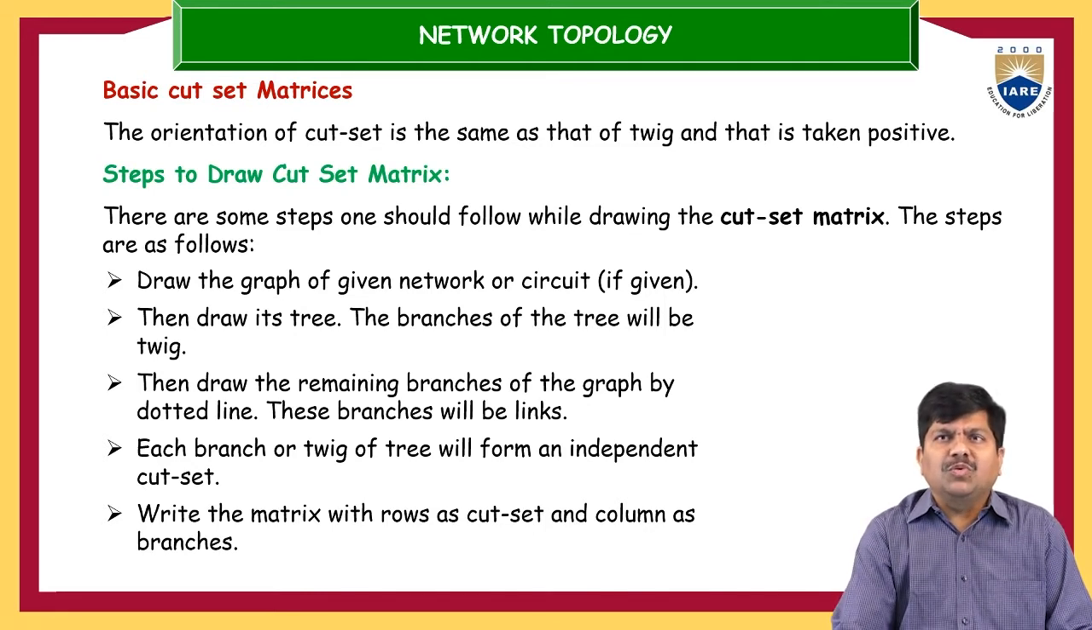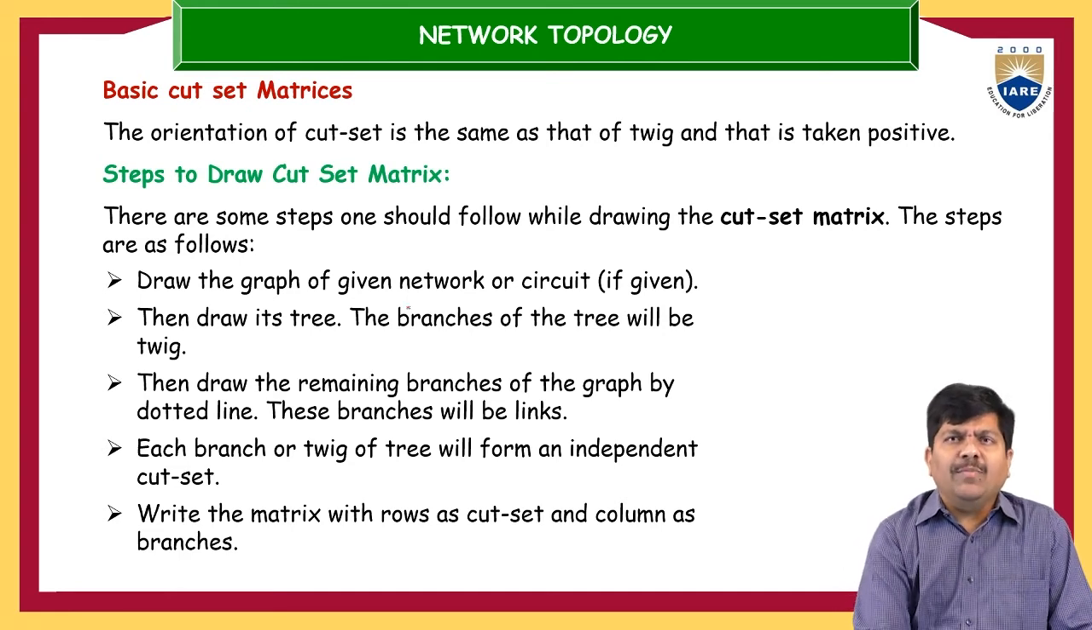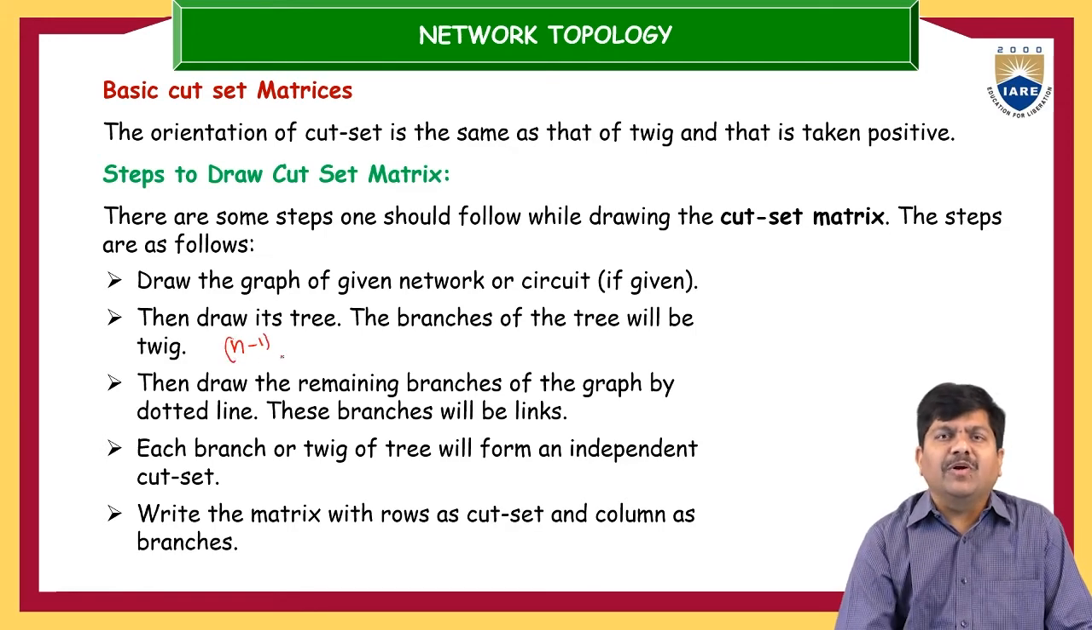So what are the steps to draw the basic cut set matrix? There are some basic steps. Draw the graph of a given network or electrical circuit, whatever it may be. Then draw its tree, and the branches of the tree will be twigs. So how many twigs will be there? n-1 twigs will be there, and this number is very, very important. Based on this number only, we can identify the basic cut sets. So the number of twigs will be equal to the number of basic cut sets.